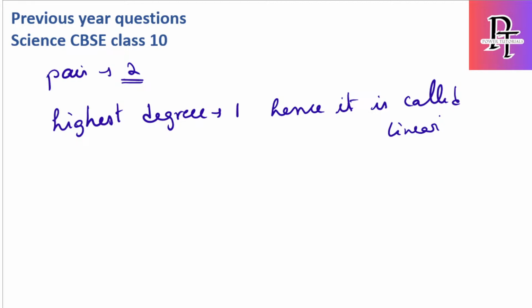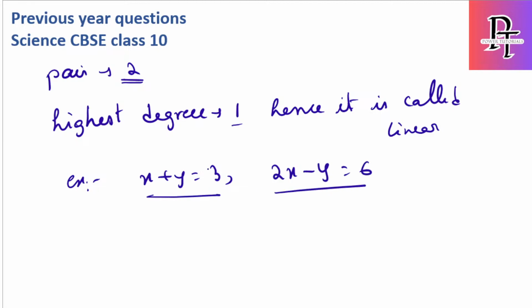As I mentioned, pair means 2. So 2 equations which have a highest degree of 1 are called a pair of linear equations. For example, x plus y is equal to 3 is one equation. Another equation, 2x minus y is equal to 6. So this is one linear equation, this is another, and both together are called a pair.